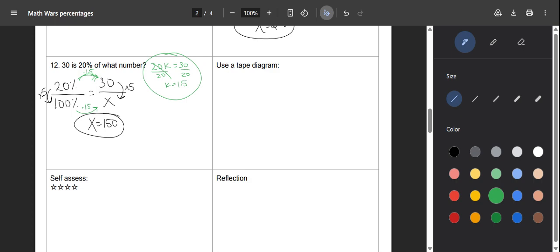Okay, go ahead and fill out what do you need to know to use a tape diagram, what do you need to know in general for solving percent problems, and self-assess. How did you do and how do you know it?